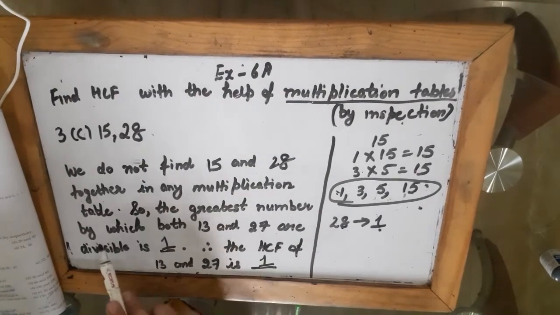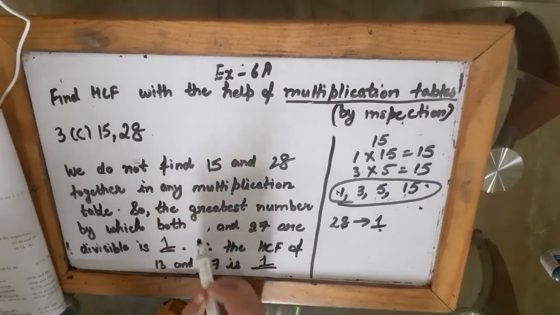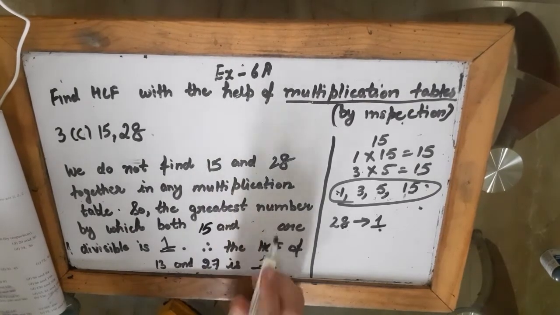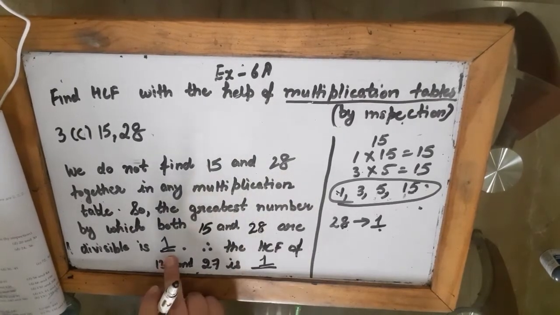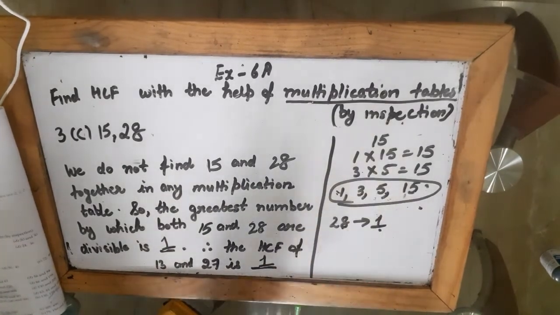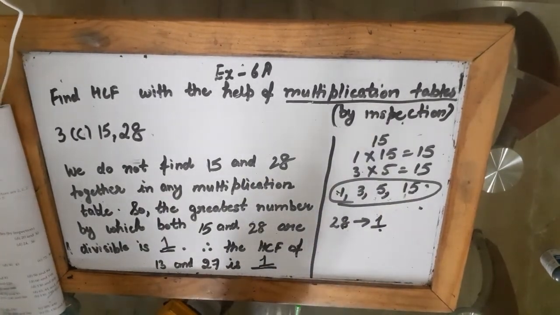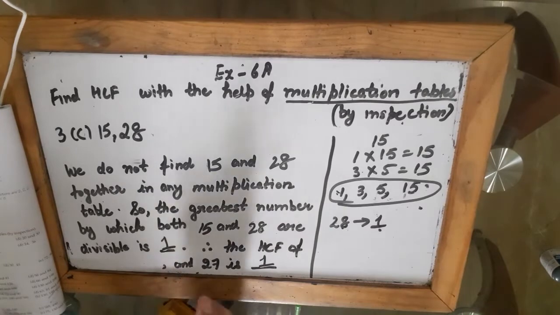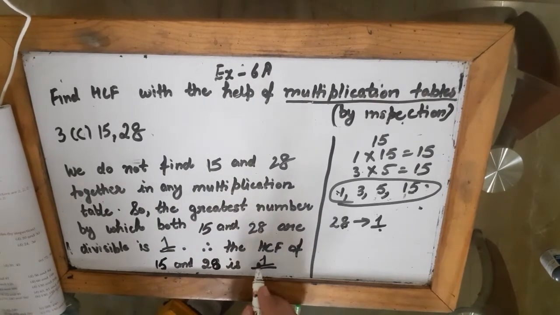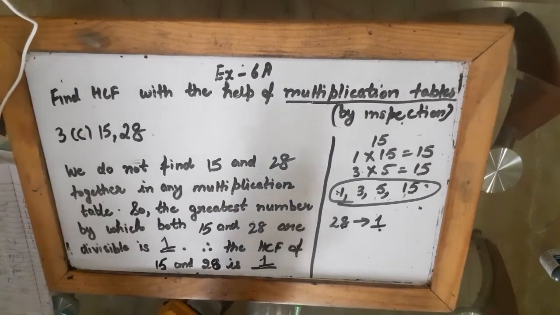So the greatest number by which 15 and 28 are divisible is only 1. So they both can be divisible together only by 1, since they do not have any other common factor. So it means that the HCF of 15 and 28 is 1. So their HCF is 1.